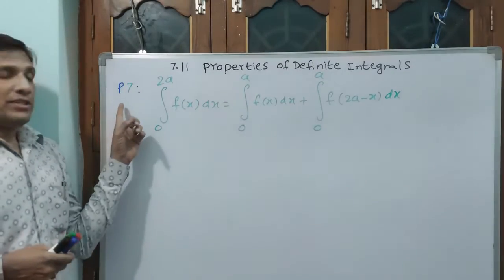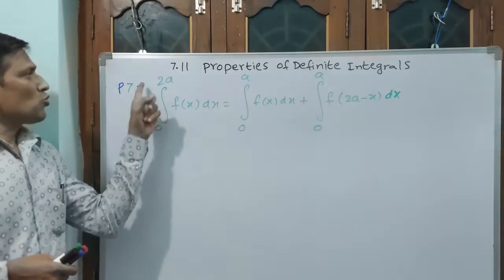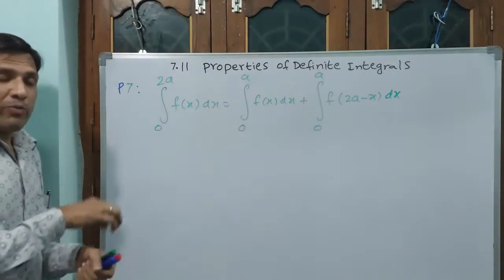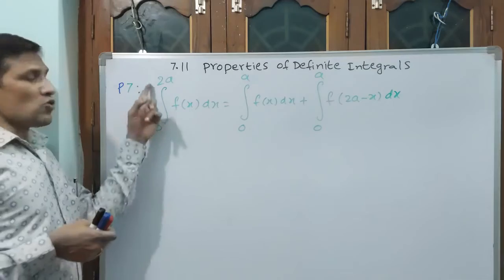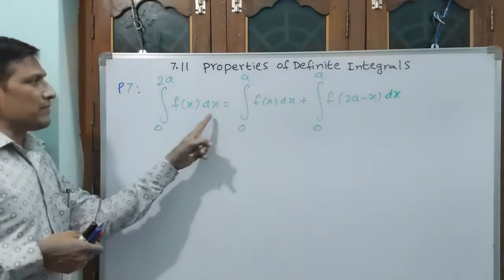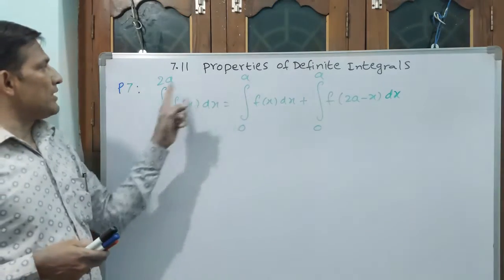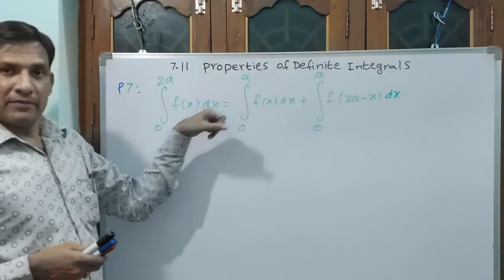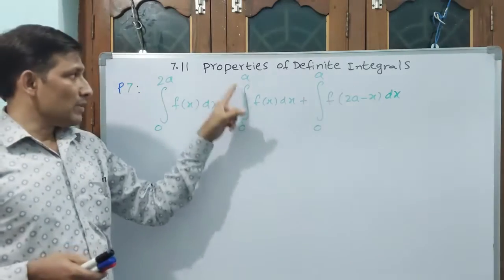See this property, the seventh property: 0 to 2a f of x dx. See, where these properties have lower limits 0, you carefully observe. 0 to 2a, this is not a to b or 0 to a. This is 0 to 2a f of x dx is equal to, we are making it like this: 0 to a, that means half of 0 to 2a, half of the interval. f of x dx, same, but half.